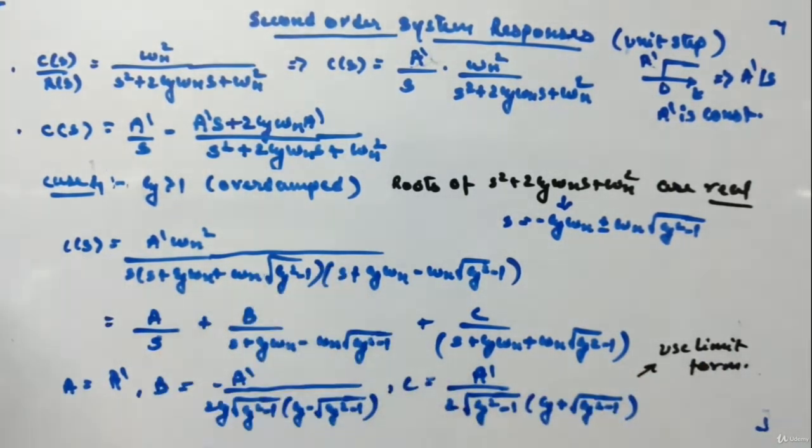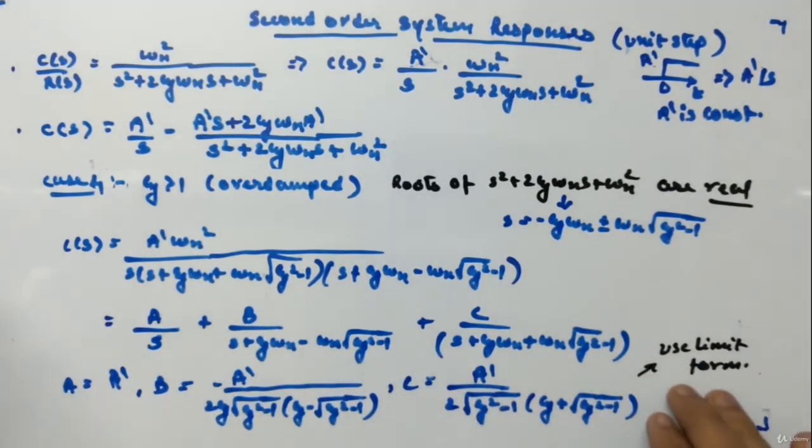Now again you can use the partial fraction way: A divided by s, plus B divided by s plus zeta omega n plus omega n under root zeta square minus 1, plus C divided by s plus zeta omega n minus omega n under root zeta square minus 1.